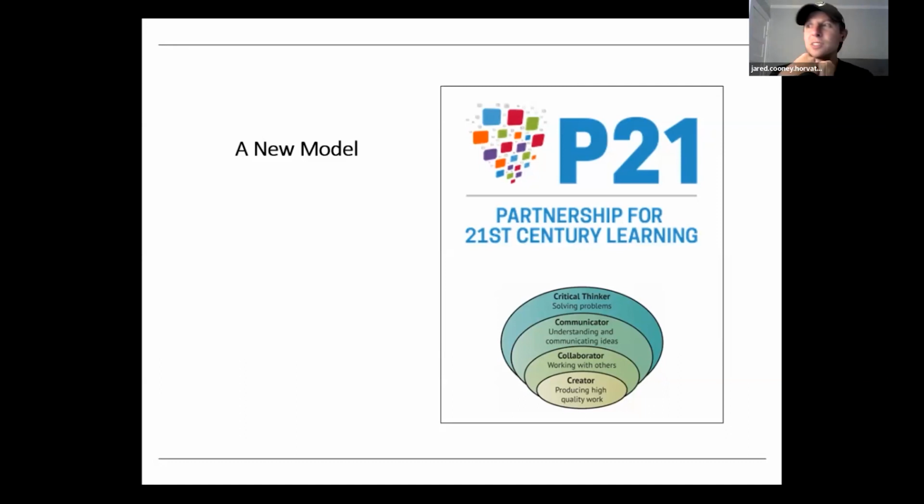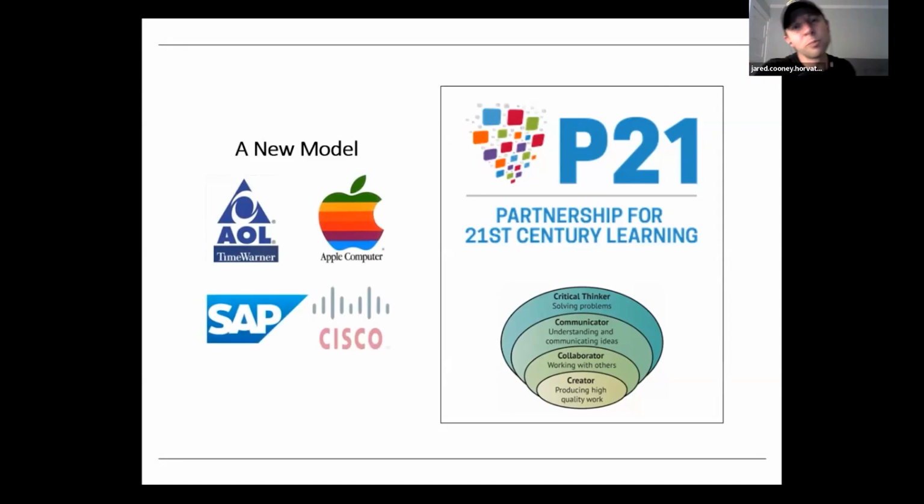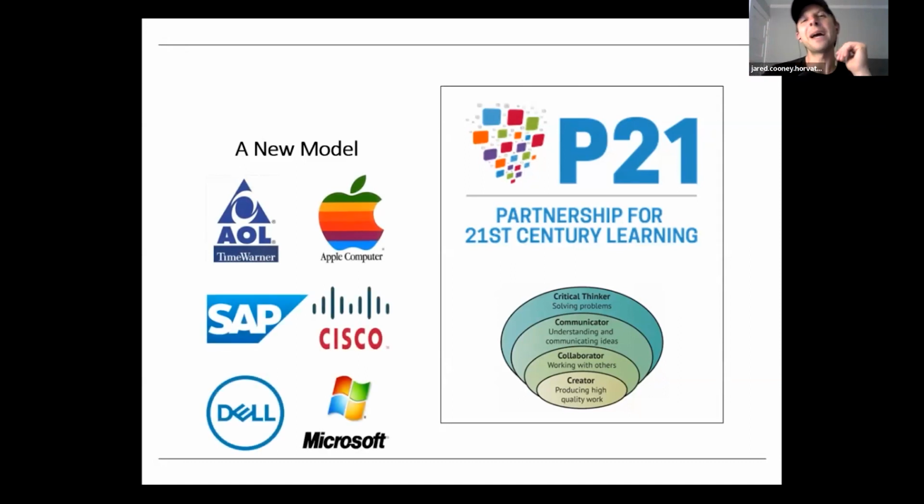Of all the thousands of competencies we could have selected, right? Morality, kindness, stewardship of the environment, all these different things we could have selected. How did we land on these particular 4? It turns out we know exactly why. The Partnership for 21st Century Learning is a group comprised of 6 different entities: AOL, Time Warner, Apple Computer, SAP, Cisco, Dell, and Microsoft.